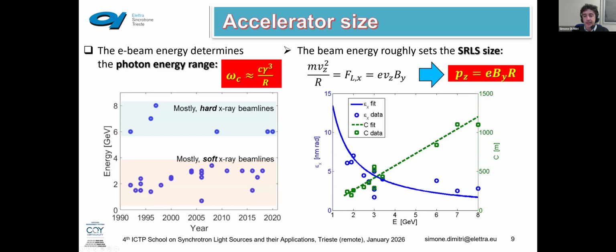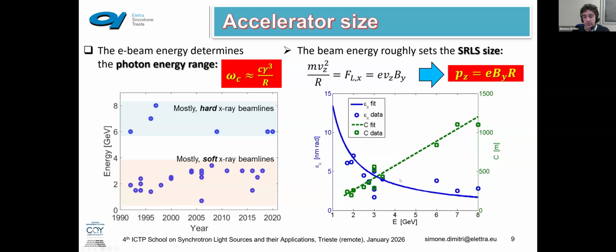Said that, it means that the higher the electron beam energy, the larger should be the radius of the dipole and therefore the circumference of the synchrotron. And this is actually reported here. If you look at the green line, you see a clear correlation between the circumference of existing third generation synchrotron light sources and the electron energy.